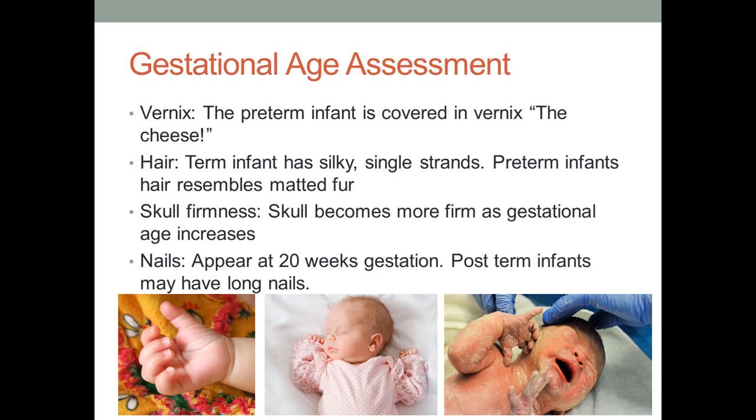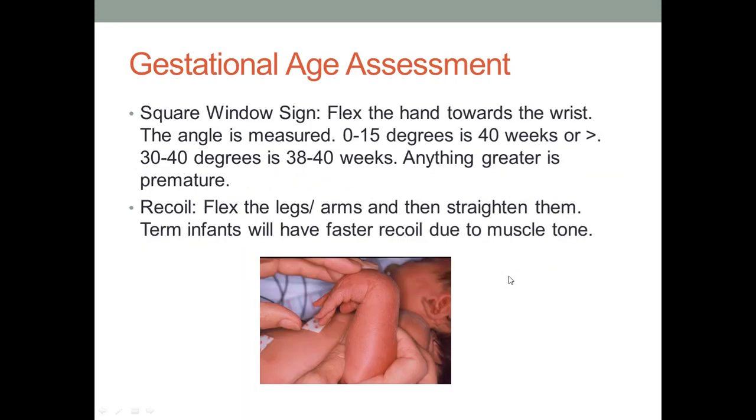So those are basically the skin type criteria under the New Ballard score. Next one is the square window sign. This is one of those neuromuscular characteristics. If you take the baby's hand, like in the picture, holding it towards the wrist, the angle is measured. The closer the baby's hand gets to their forearm, the further along they are in gestation.